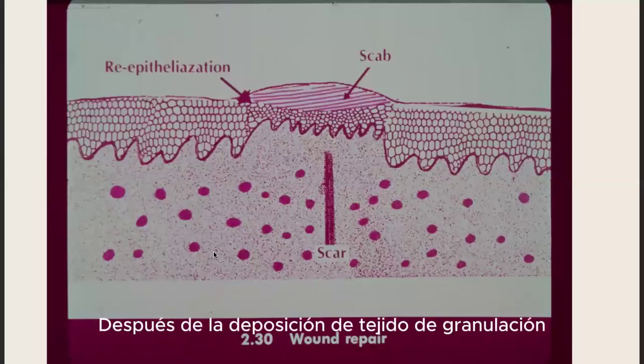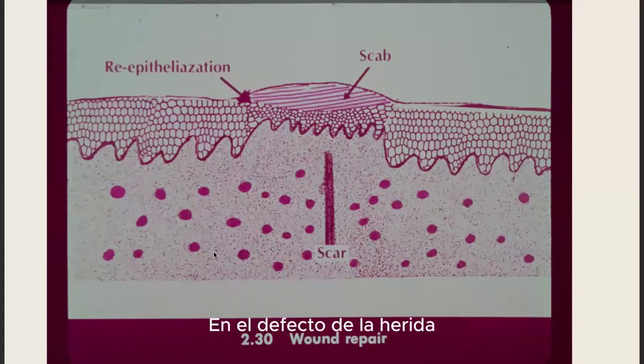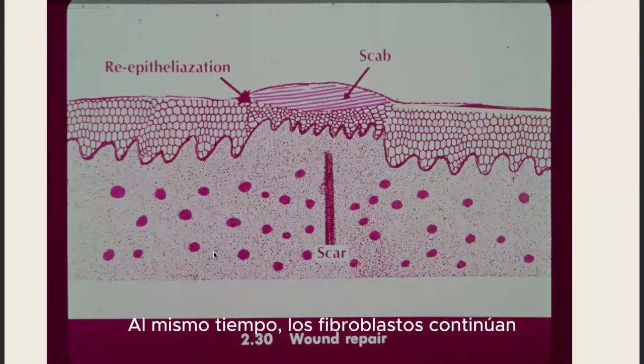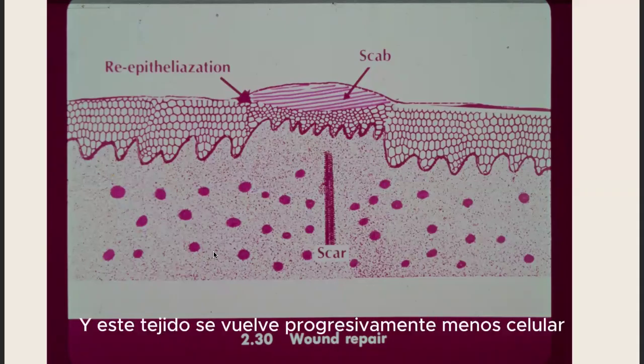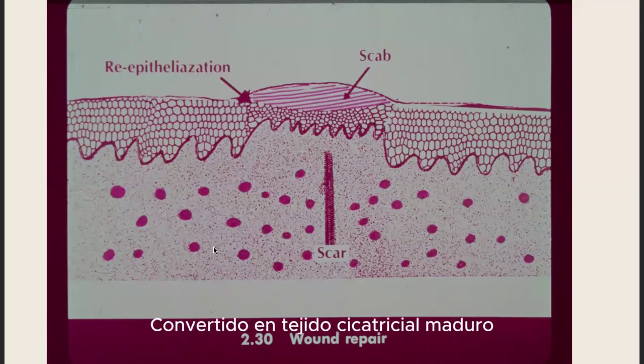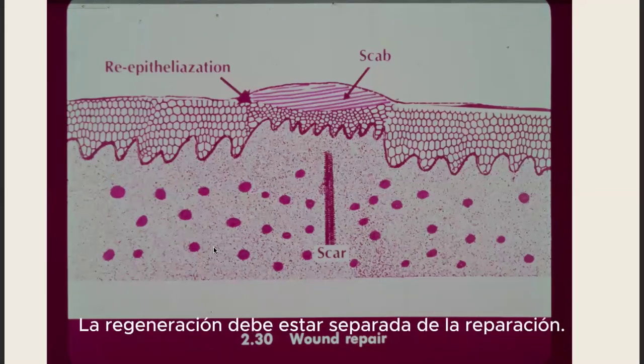Following the deposition of granulation tissue into the wound defect, the proliferation of squamous epithelium across the granulation tissue begins. At the same time, the fibroblasts continue to lay down more collagen within the granulation tissue, and this tissue becomes progressively less cellular and more mature. This process is called repair, and the granulation tissue is gradually turned into mature scar tissue surfaced by stratified squamous epithelium. Regeneration must be separated from repair.